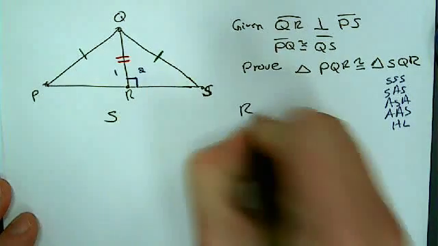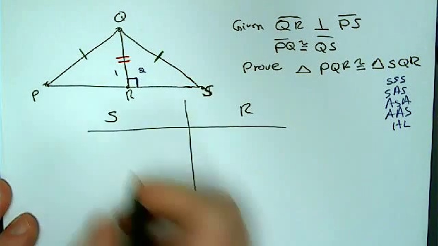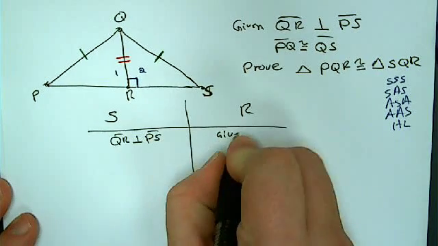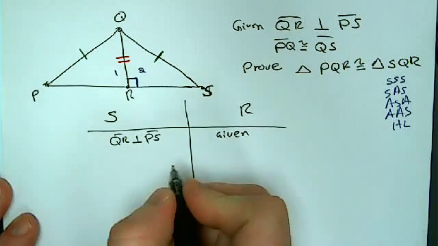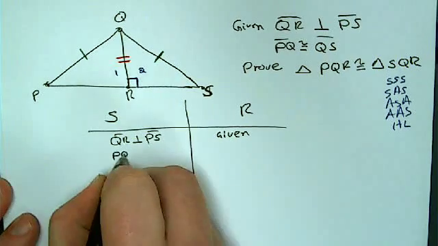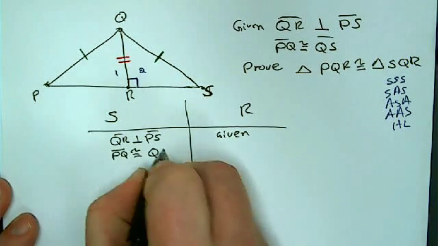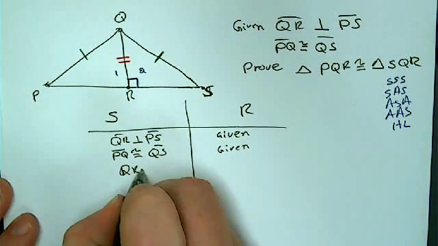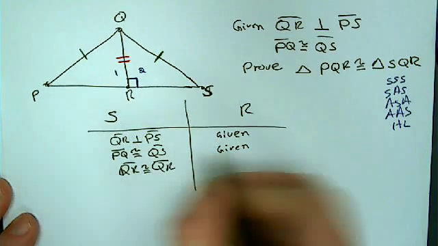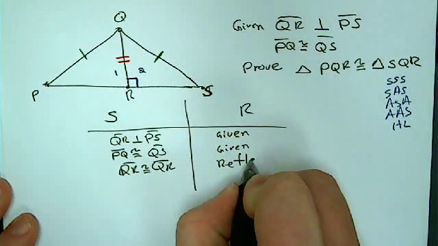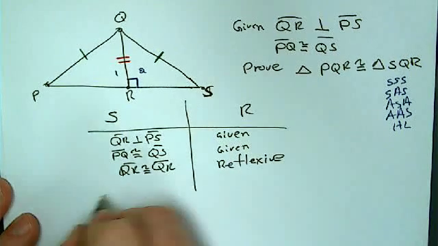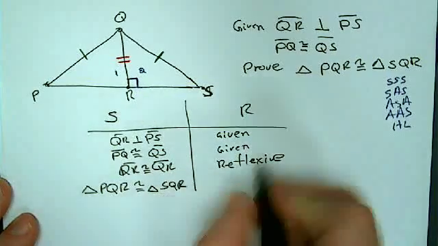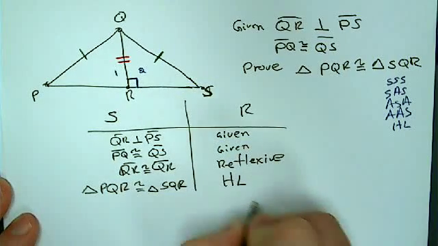So my proof is going to look kind of like this. QR perpendicular to PS, given. That establishes they're right triangles. PQ is congruent to QS, also given. QR is congruent to itself by the reflexive property. I'm done. Triangle PQR is congruent to triangle SQR because of hypotenuse-leg. That's my setup to prove.